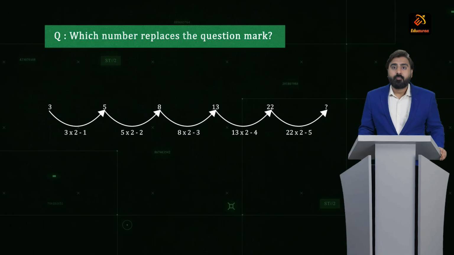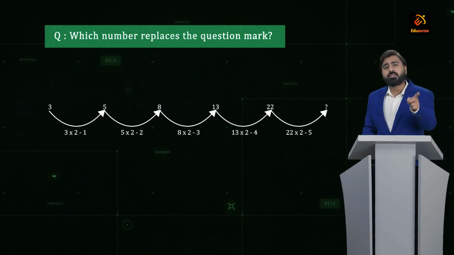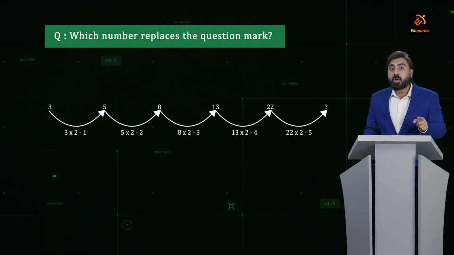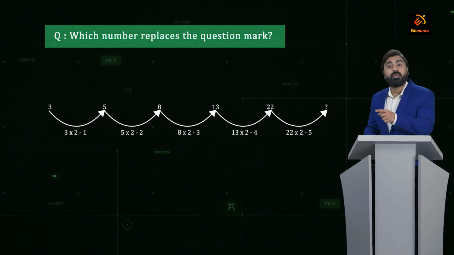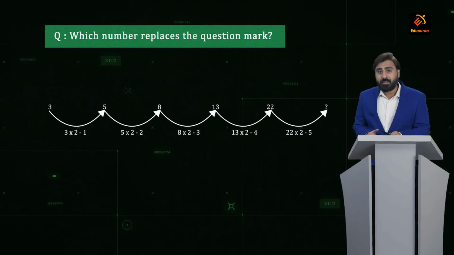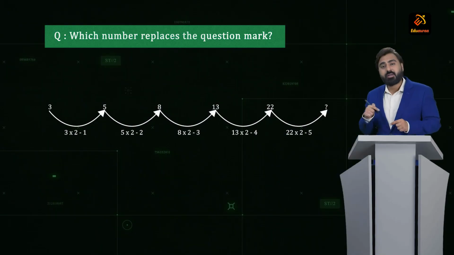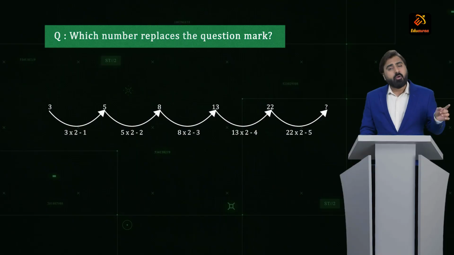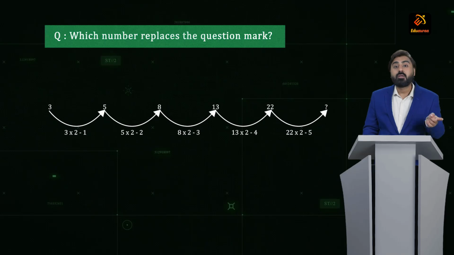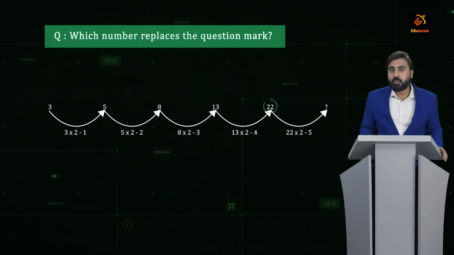Now consider 8. What is double of 8? 16. Subtract 3, 13. Is it matching? Yes. So what is the logic used here? You have to double the number, which number? The next number, and subtract 1, 2, 3 respectively. So when we considered 8, we doubled it, we subtracted 3, we got 13. Now when we consider 13, double it, 26, subtract 4, 22.